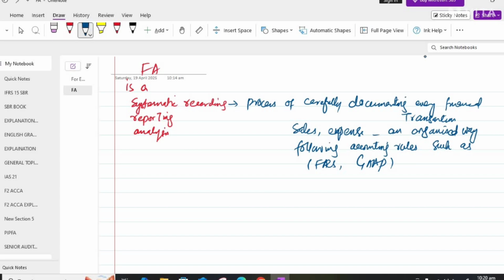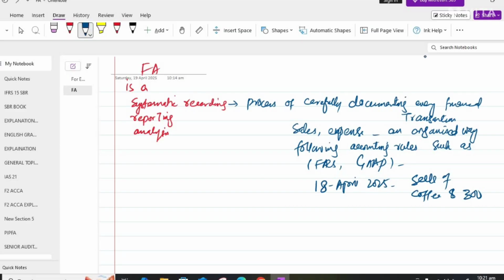Now, why do you need to record a transaction in a systematic way? The purpose is simple: to ensure that all the money movements are tracked accurately. For example, let's say we have a small coffee shop, and the coffee shop has a transaction on 18 April 2025. The transaction is sales of coffee, and the amount, let's say, is $300. The customer paid in cash.